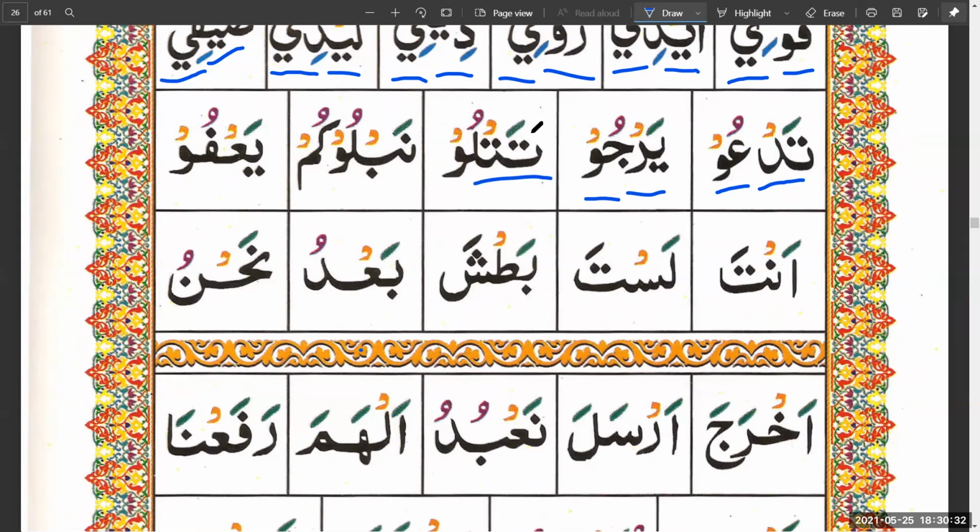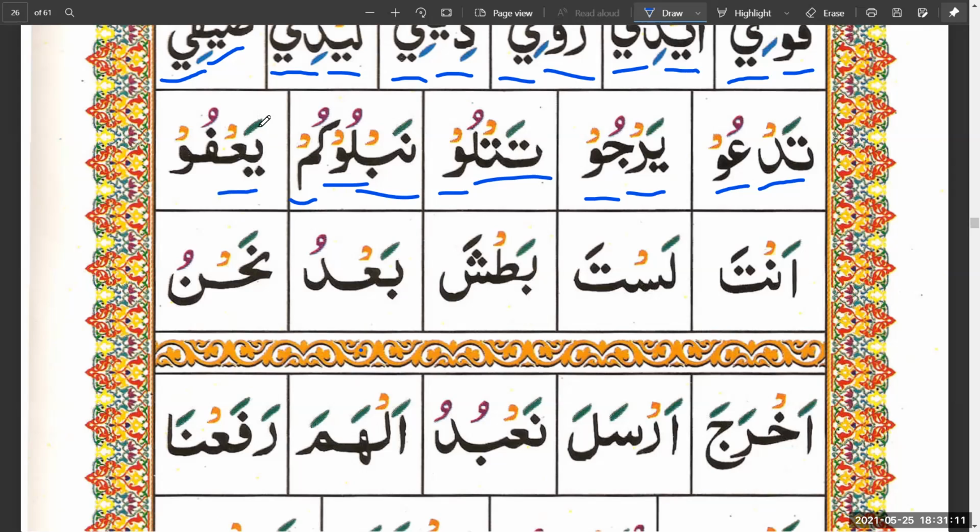Next one, da with a fatha, da with a sukoon. This first part is dat. Then we have lam with a dhamma, wa with a sukoon, lu, dat, lu. Next part, we have a noon with a fatha, ba with a sukoon, nab. Then we have a lam with a dhamma, wa with a sukoon, lu. Then a kaf with a dhamma, a mim with a sukoon, kum. Nab, lu, kum.